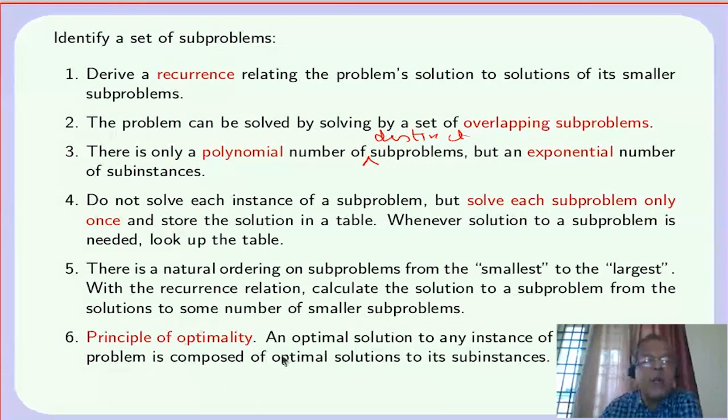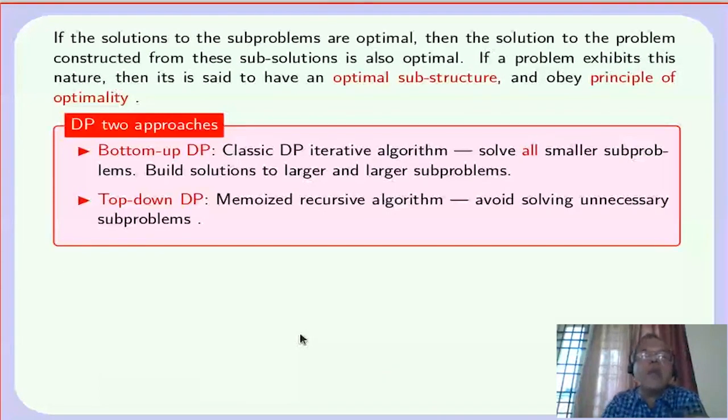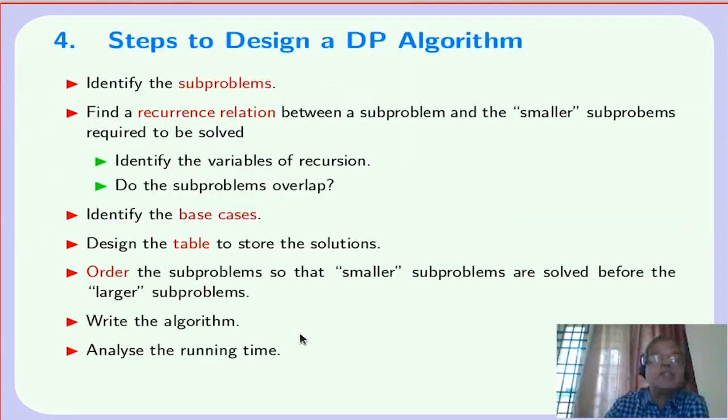And there is an idea called the principle of optimality: an optimal solution to any instance of an optimization problem is composed of optimal solutions to its subinstances. State the principle of optimality. If the solutions to the subproblems are optimal, then the solution to the problem constructed from these sub-solutions is also optimal. If any problem exhibits this nature, it is said to have an optimal substructure and obey the principle of optimality. This is important.